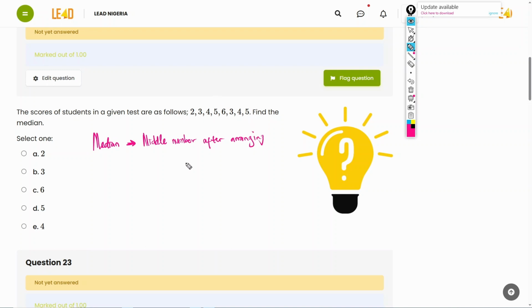So I start with 2. So I am arranging from smallest to biggest. You could do biggest to smallest, but I'm doing smallest to biggest. So I start with 2. Then I pick 3. 3 occurs twice. Then 4 occurs twice also. Then 5 occurs twice. And then 6.